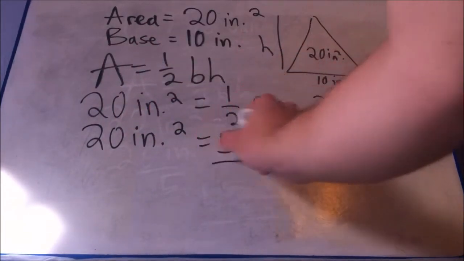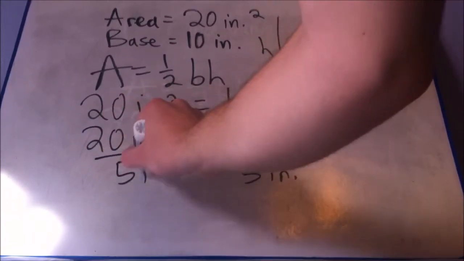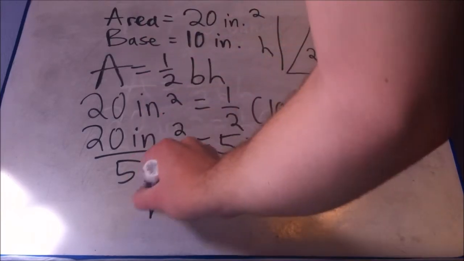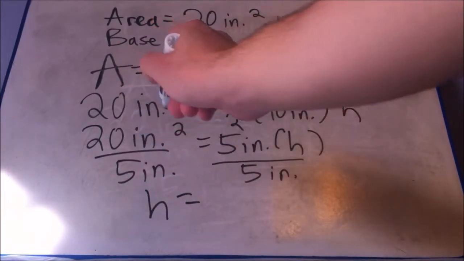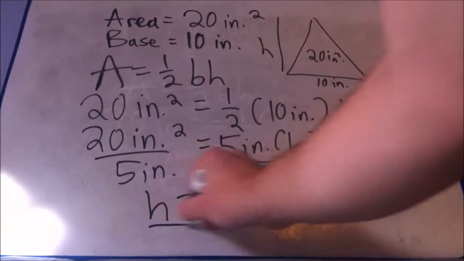Now let's divide by 5 inches on both sides. When we do that, we now have our height. It is equal to 20 inches squared divided by 5 inches, which is 4 inches.